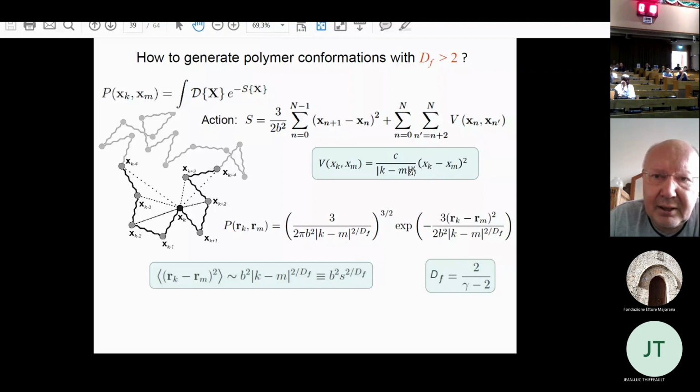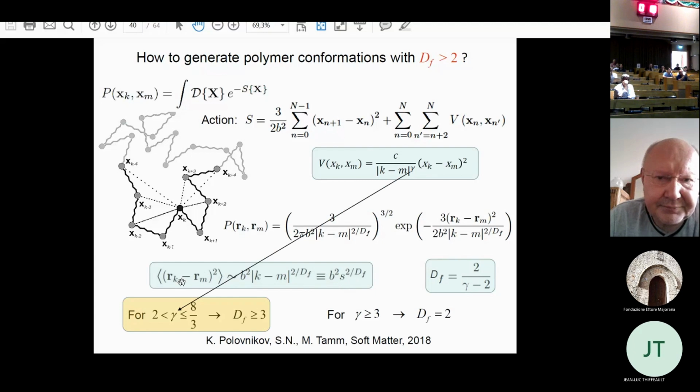So the decay, this exponent gamma, which tells you how the interaction decays, controls this fractal dimension, and the answer for how the fractal dimension is linked to this power law decay is written here. So we can now play with the strength of these hierarchical interactions and mimic polymers with different fractal dimensions. If gamma lies between 2 and 8/3, the fractal dimension is larger than 3. The fractal dimension is equal to 3 for the rather strange value 8/3.